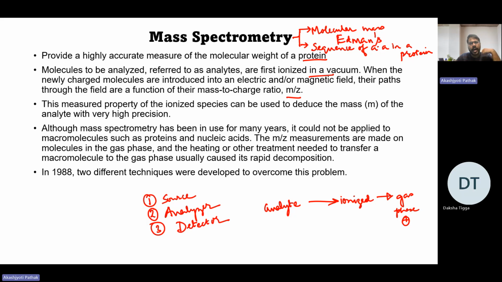So the measured property of the ionized species can be used to determine the mass of the analyte with very high precision. Now, although mass spectrometry has been in use for many years, it could not be applied to macromolecules such as proteins and nucleic acids.